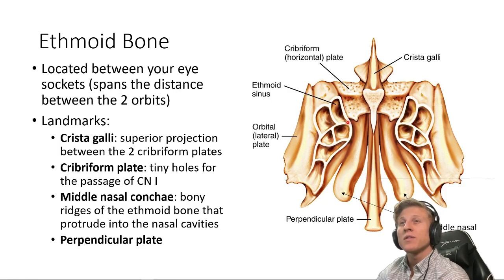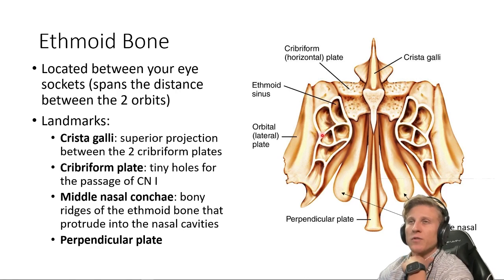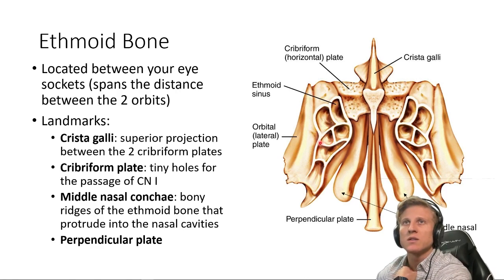We also have ethmoid sinuses. We'll cover the sinuses at the end of this portion of the lecture. There's 4 of them that you need to know, but one of them resides inside of the ethmoid bone. And then 2 important features of this bone that we should note are the crista galli and the cribriform plate, horizontal plate. The hemispheres of your brain are residing right up here if I was to draw.